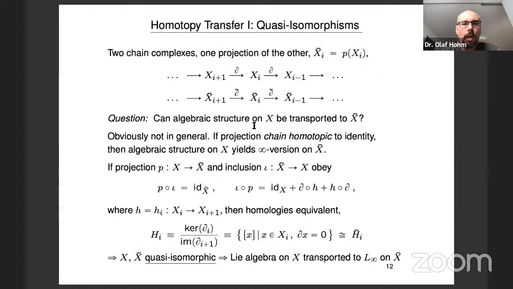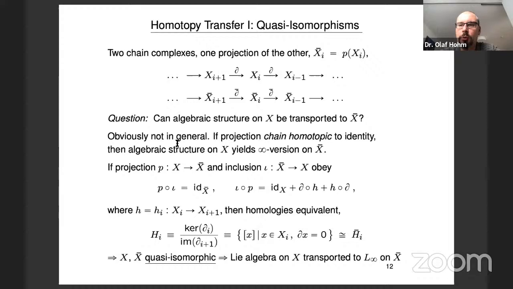And now we can ask the following question. Suppose the original space X is not just a chain complex, but carries a higher algebraic structure. So for instance, it could carry a Lie algebra structure. And then the question is, under this projection from the bigger space to the smaller space, can the algebraic structure be transported to the smaller space X bar? So is there then also an algebraic structure on X bar? And obviously the answer is in general, no. If you imagine you have a nice vector space with a Lie algebra structure, and then you just brutally truncate to a very small subspace, you would of course expect that all of this algebraic structure is ruined.